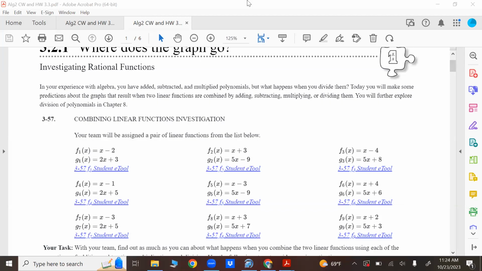Okay, so in your experience with algebra, you've added, subtracted, multiplied polynomials. What happens when you divide them? That's what gives rise to a rational function. So maybe you guys don't know why rational functions are called that.